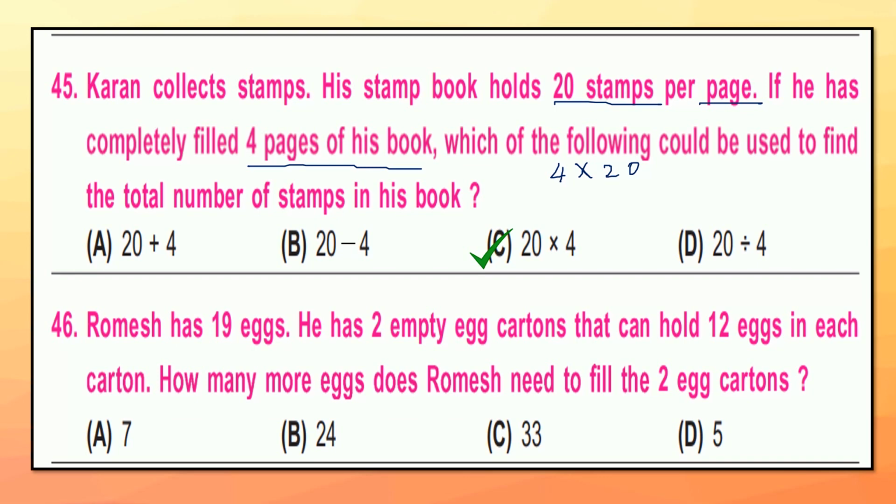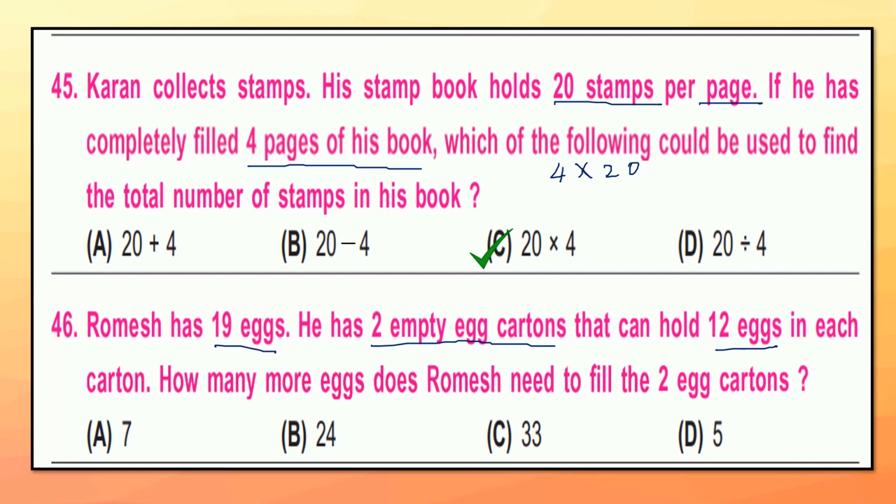Question number 46. Romesh has 19 eggs. He has 2 empty egg cartons that can hold 12 eggs in each carton. How many more eggs does Romesh need to fill the 2 egg cartons? Option A, 7. Option B, 24. Option C, 33. Option D, 5.